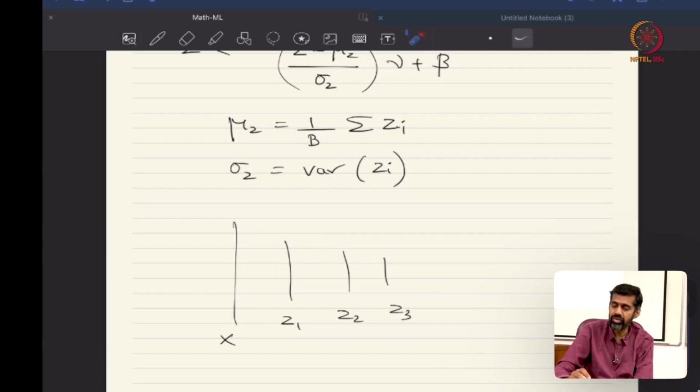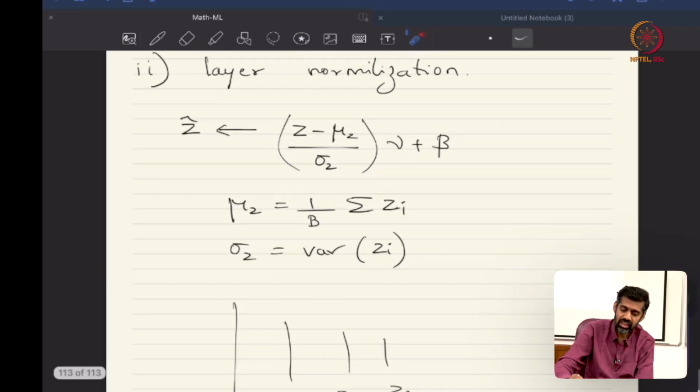Typically, this problem of changing means and variances across layers is referred to as covariate shift, and to avoid covariate shift, you do this z scoring or normalization. That is the idea. Okay.